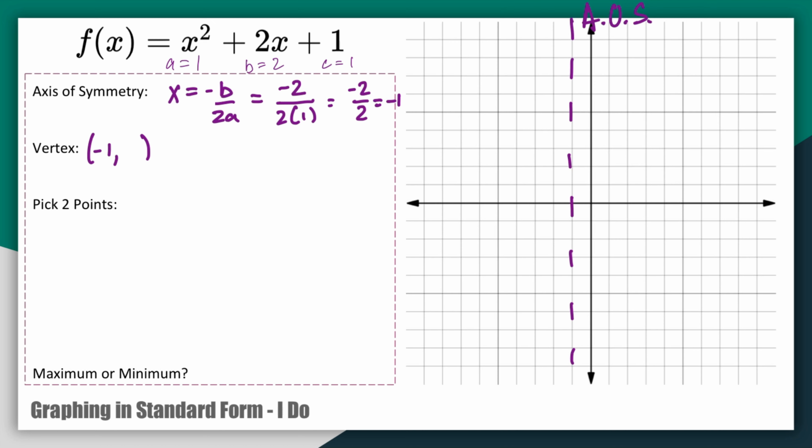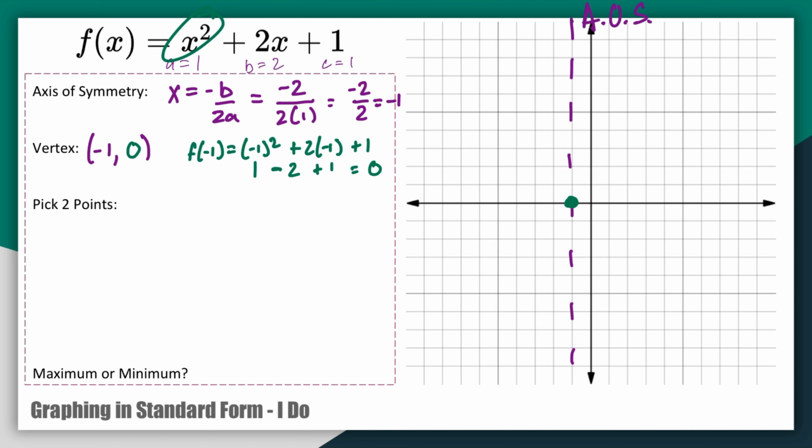Plug it in, okay? So I go f of negative 1 equals negative 1 squared. Notice how it wasn't 1 squared and then applying the negative, because when you have the term x squared here, it's the whole thing being squared, okay? Plus 2 times negative 1 plus 1. Negative 1 squared is 1. 2 times negative 1 is minus 2 plus 1. So 1 minus 2 is negative 1. Negative 1 plus 1 is 0, okay? So our vertex is negative 1 comma 0. So I go to my graph, negative 1 comma 0 is right there, okay?